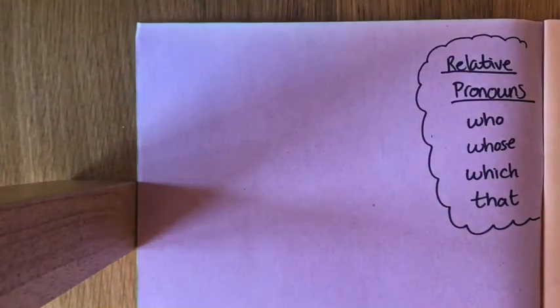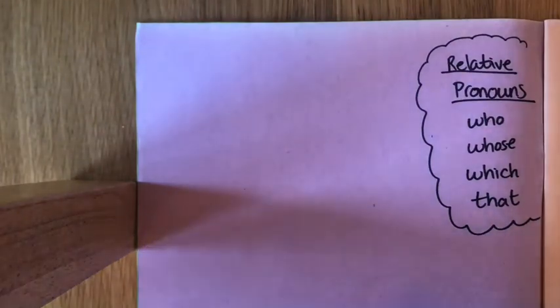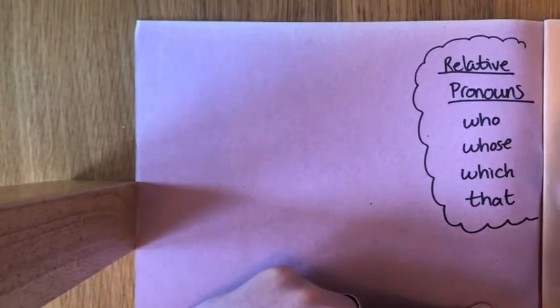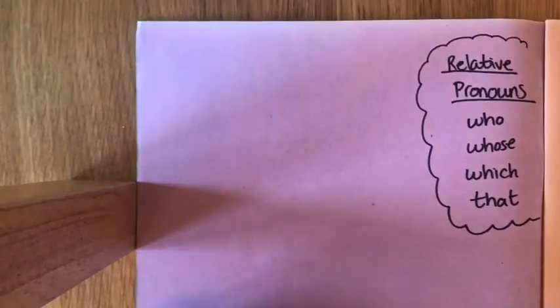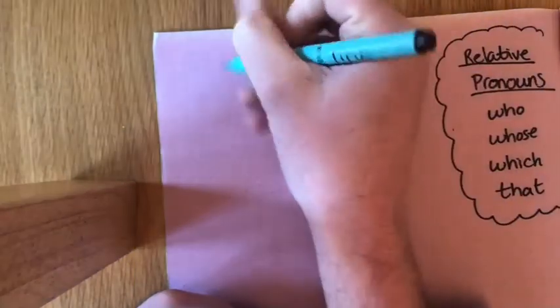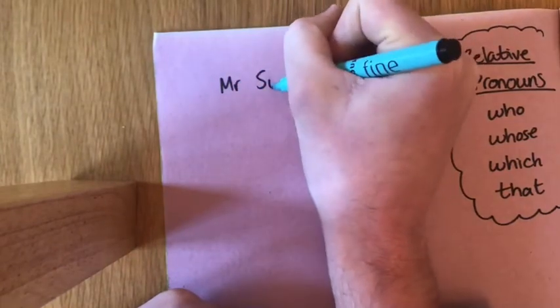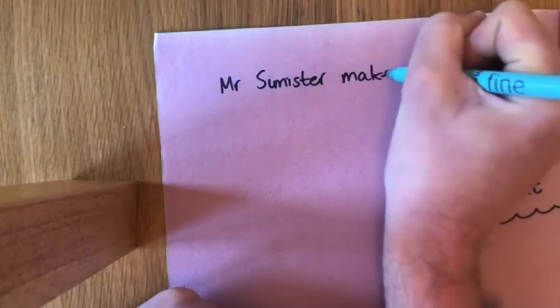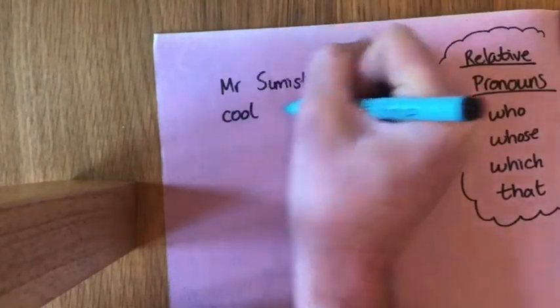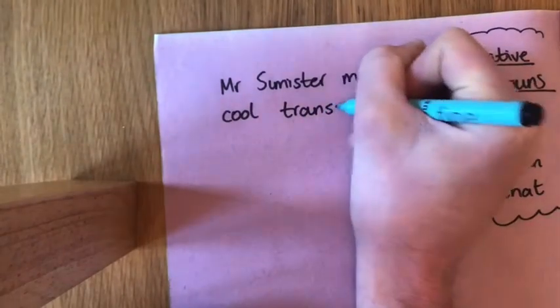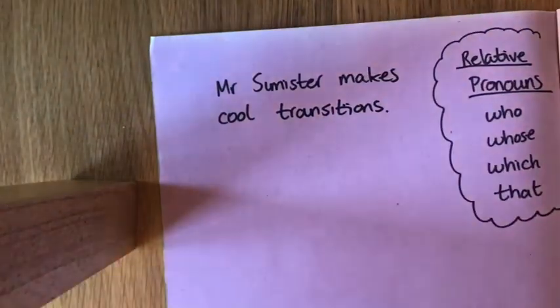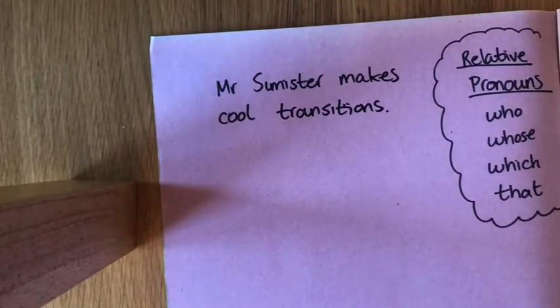Cool transition, hey? So, relative pronouns. We can use them to create some complex sentences. Like we were looking at yesterday, complex sentences are sentences that have a subordinate clause and a main clause. So if I take a simple sentence like, Mr. Simister makes cool transitions. Okay, simple sentence, there's nothing wrong with it.